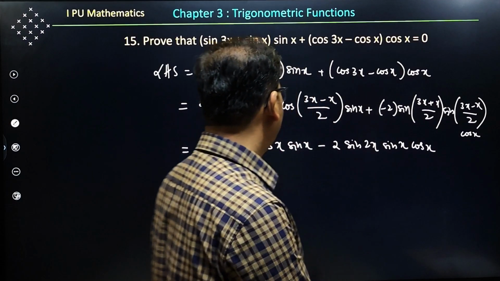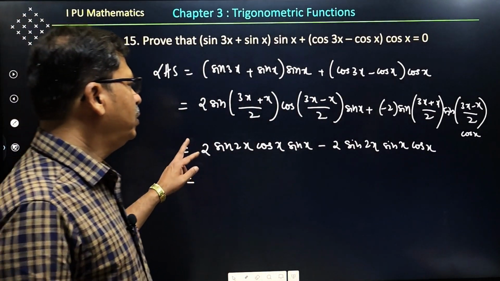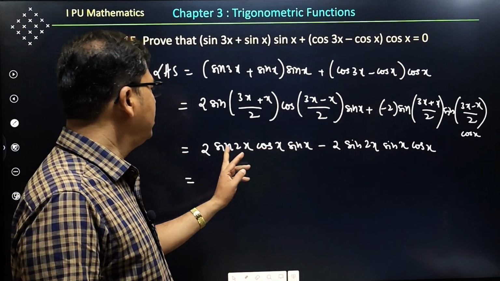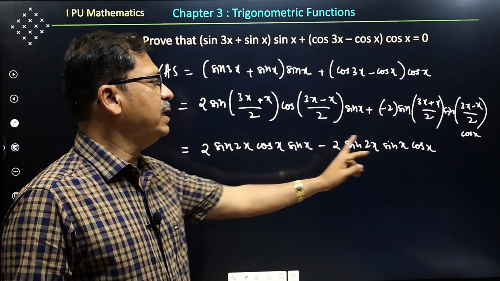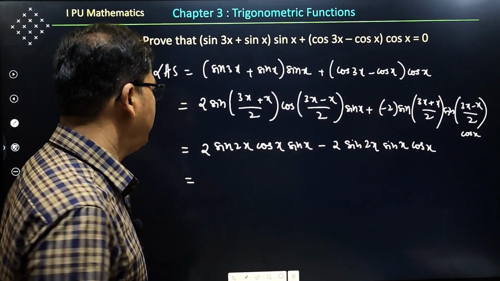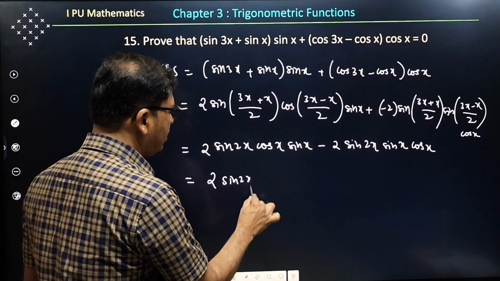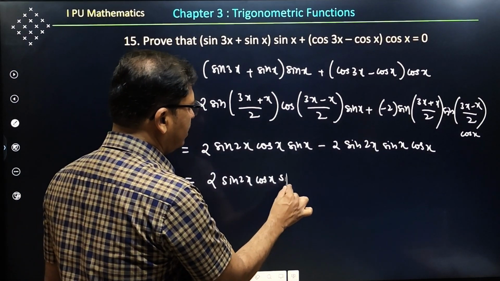Okay. Now what happens? What we need to prove, equal to 0 now. 2 is there with minus sign. Sin 2x, sin 2x. Sin x is there, sin x is there. Cos x is there, cos x is there. Both the terms are same. See here, once again I would like to rearrange. 2 into sin 2x cos x into sin x.